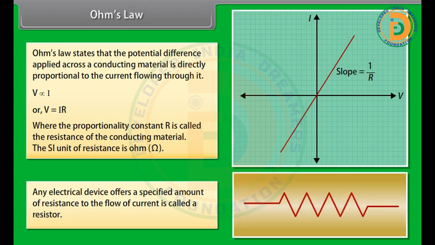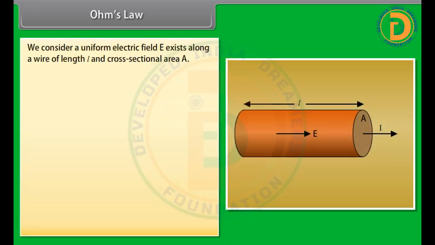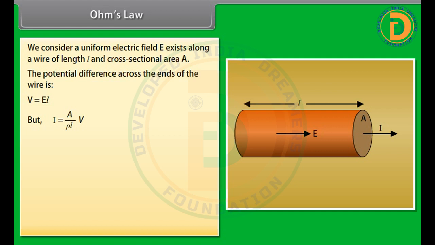We represent a resistor by this symbol. We consider a uniform electric field E existing along a wire of length L and cross-sectional area A. The potential difference across the ends of the wire is given by V is equal to EL, but I is equal to A upon rho L multiplied by V, where rho is the resistivity of the material.